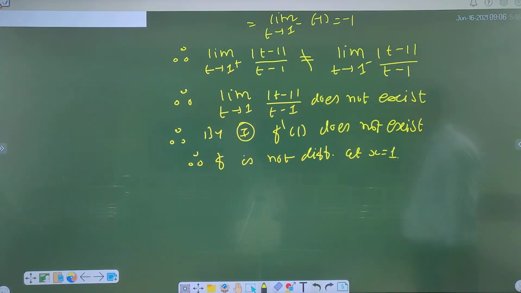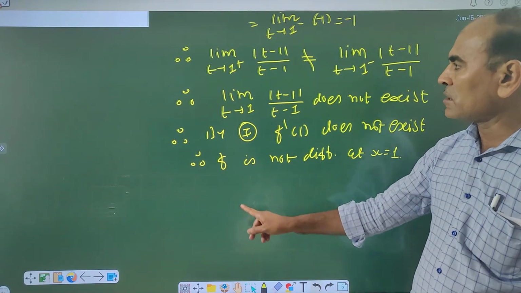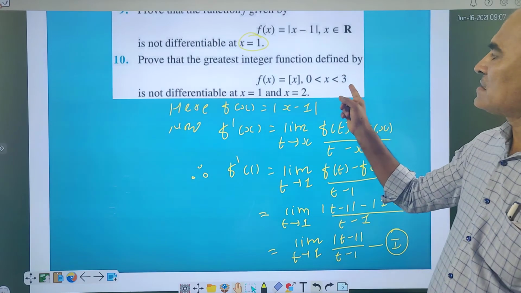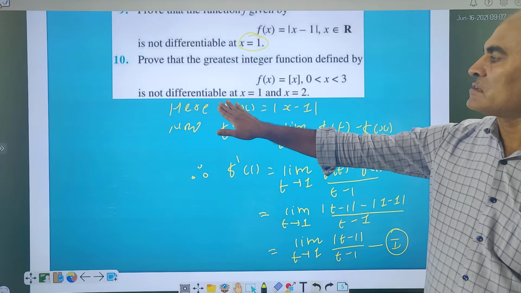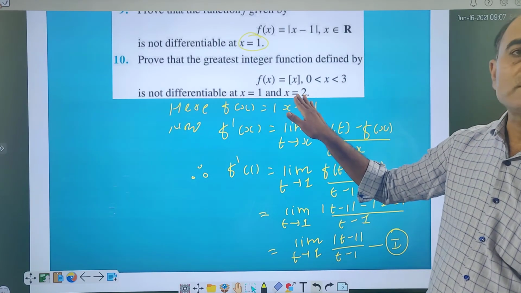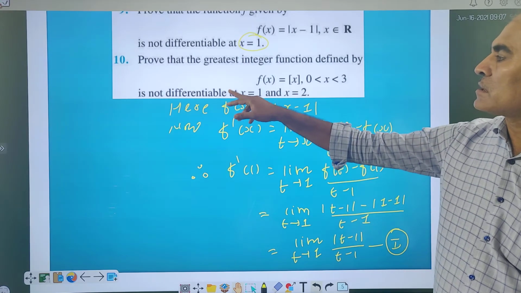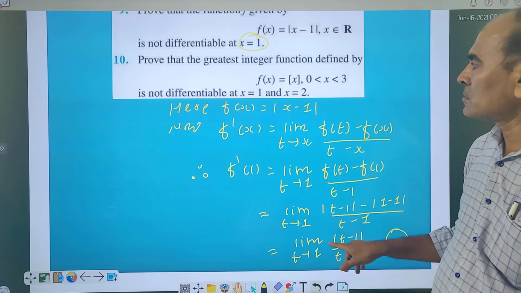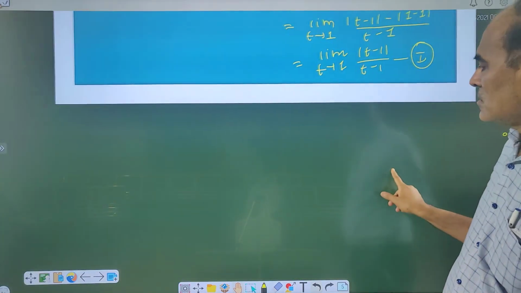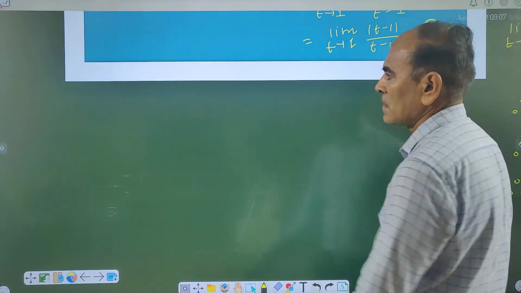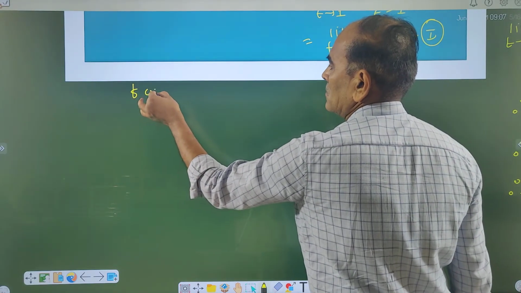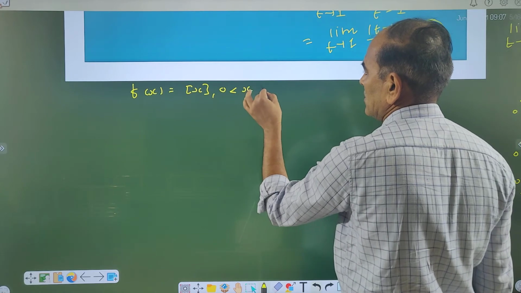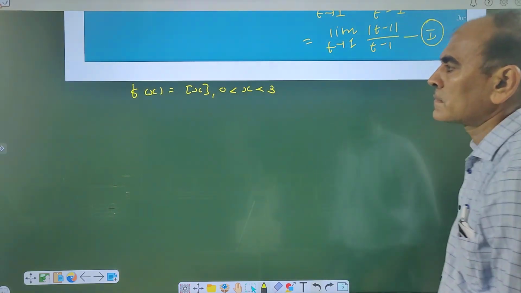Okay. Next, we want the integer part function. See, 0 less than x less than 3 is given. It is not differentiable at x is equal to 1 as well as x is equal to 2. I am going to show that it is not differentiable at x is equal to 1, and I am leaving x is equal to 2 for you. Next, what is given? f of x is equal to the integer part function of x, 0 less than x less than 3.